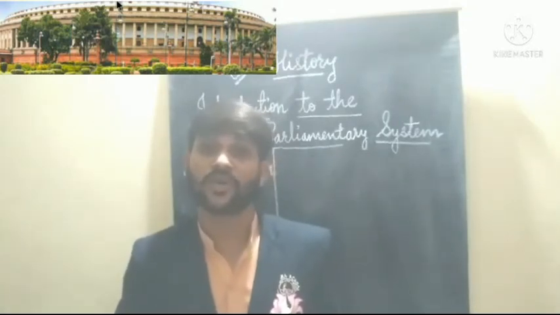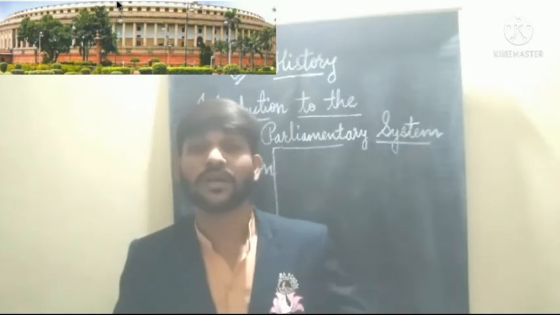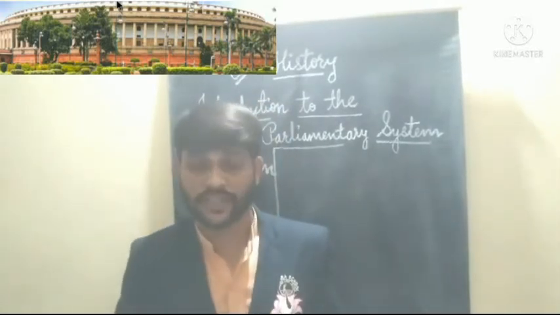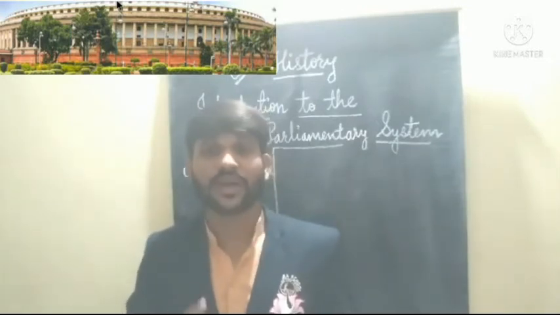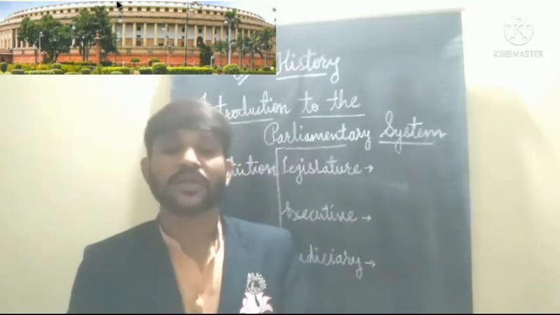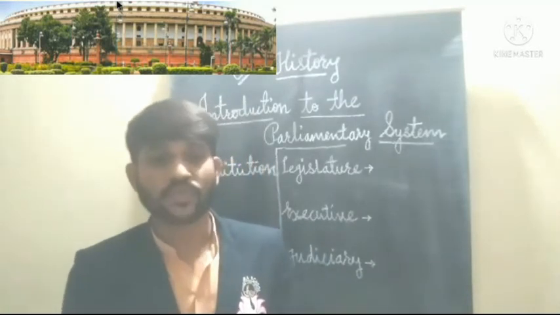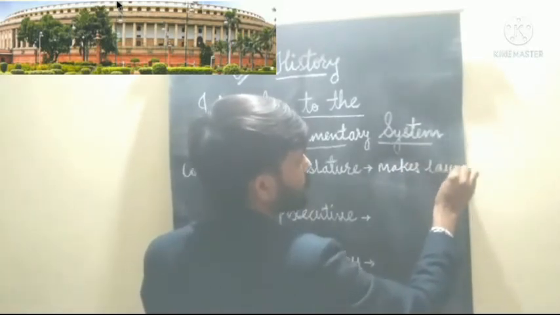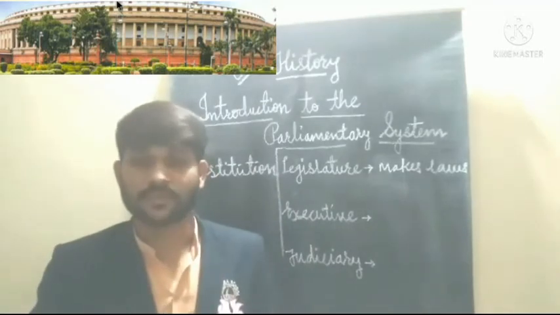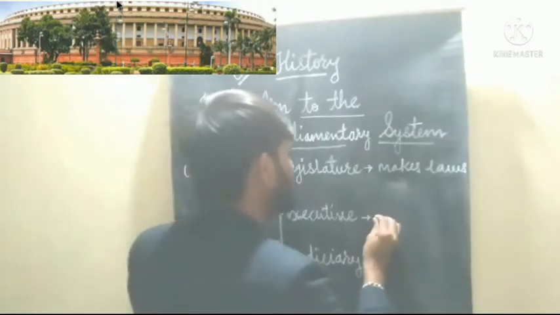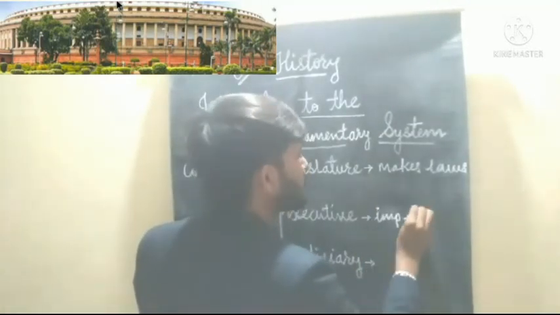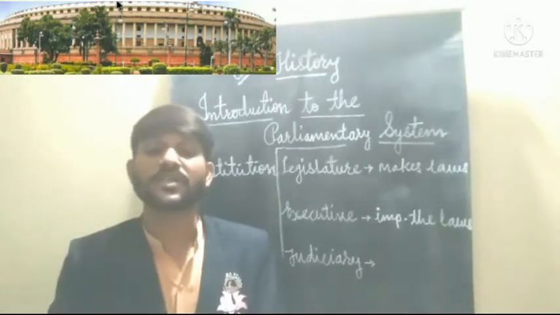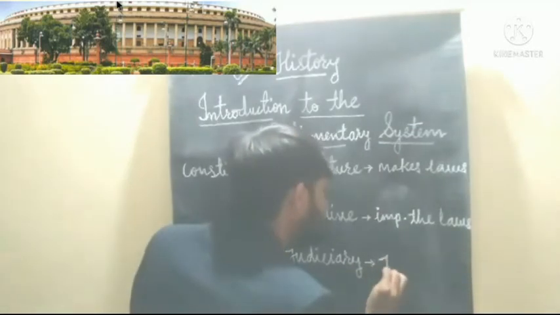There are three major branches of the government that function through our constitution and our administrative system. These are the legislature, the executives, and the judiciary. The main function of the legislature is to make laws. On the other hand, the executives implement the laws. And what about the judiciary? The judiciary provides justice.